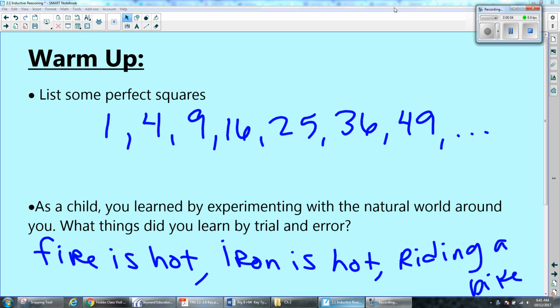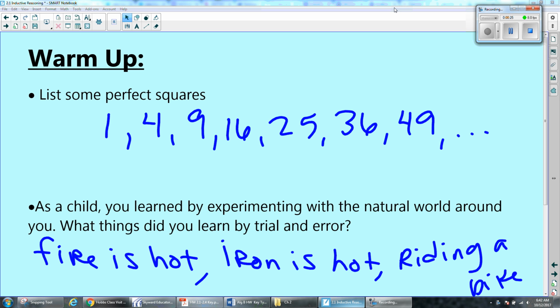Okay, first thing we need to do here is list some perfect squares. If we take 1 and square it, we get 1, 2 squared is 4, 3 squared is 9, 4 squared is 16, and so on. If you take the square root of a perfect square, you get a nice whole number. Today we'll be looking for some patterns using perfect squares.